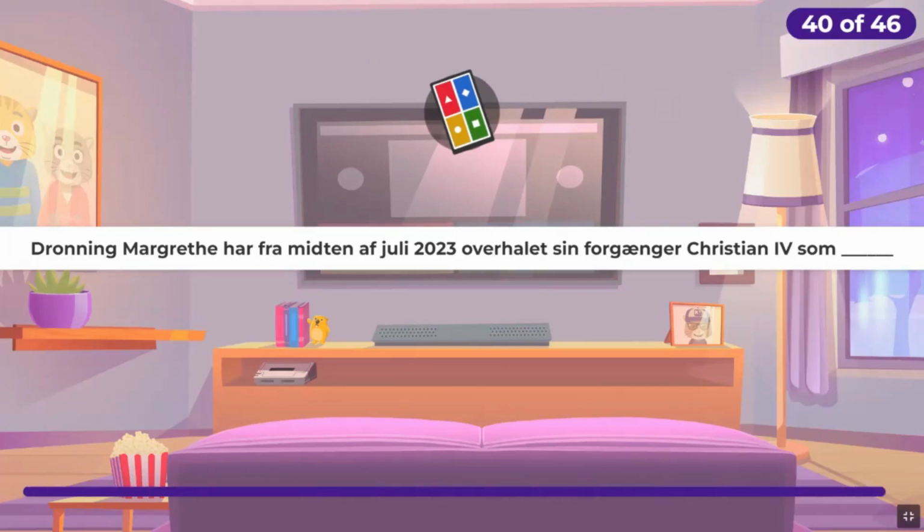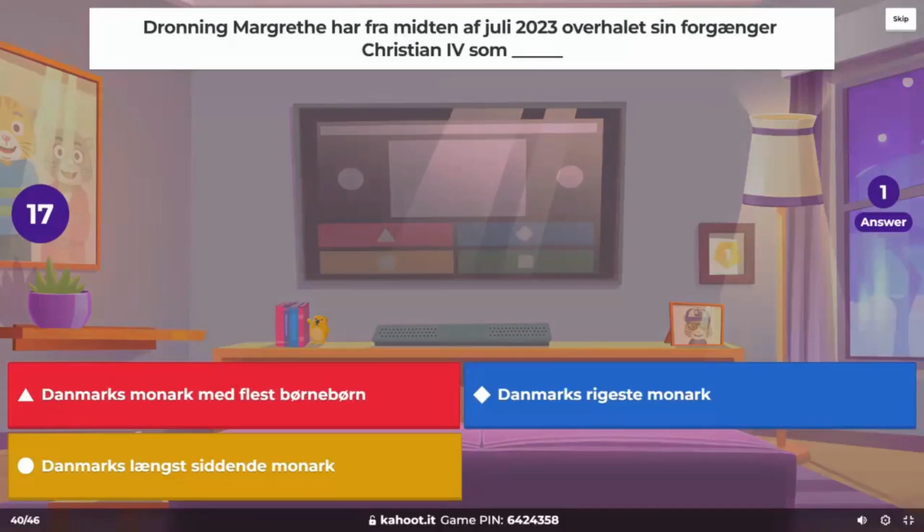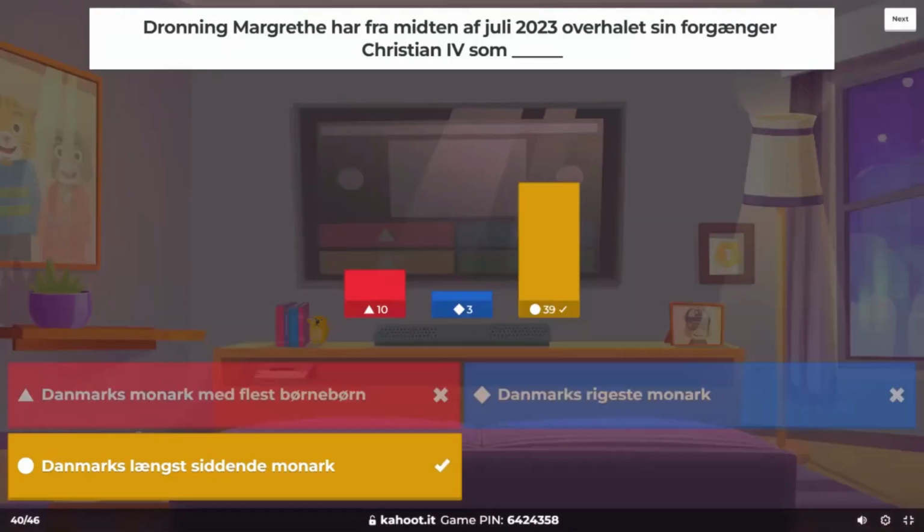Let's see. So the theme of this is the royal family. Some kind of major event in the royal family. And recently, Queen Margaret took over the record of the longest sitting monarch in Denmark. Christian IV held that record, but now she is the longest sitting monarch in Denmark. Okay, 13 people got this wrong. Now you know what you don't know.